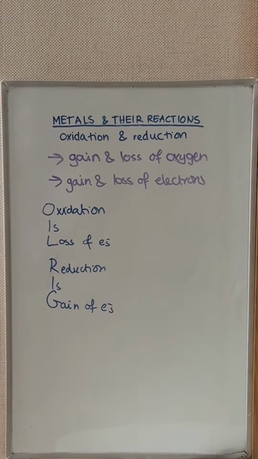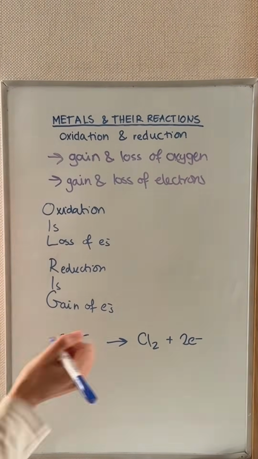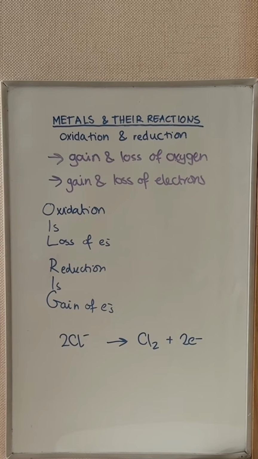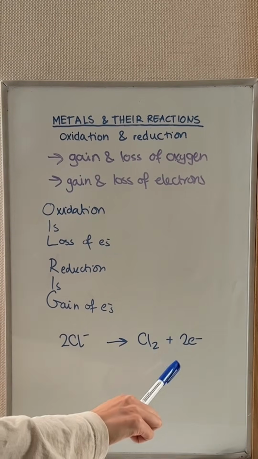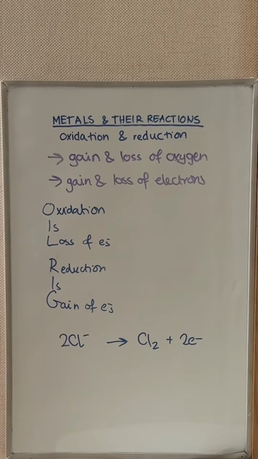So I'm going to write an equation. Let's have a look at this half equation. Remember, a half equation shows what's happening to one element in the equation only. So in this case, we're only going to focus on chlorine, and we're going to figure out whether this half equation shows oxidation or reduction.